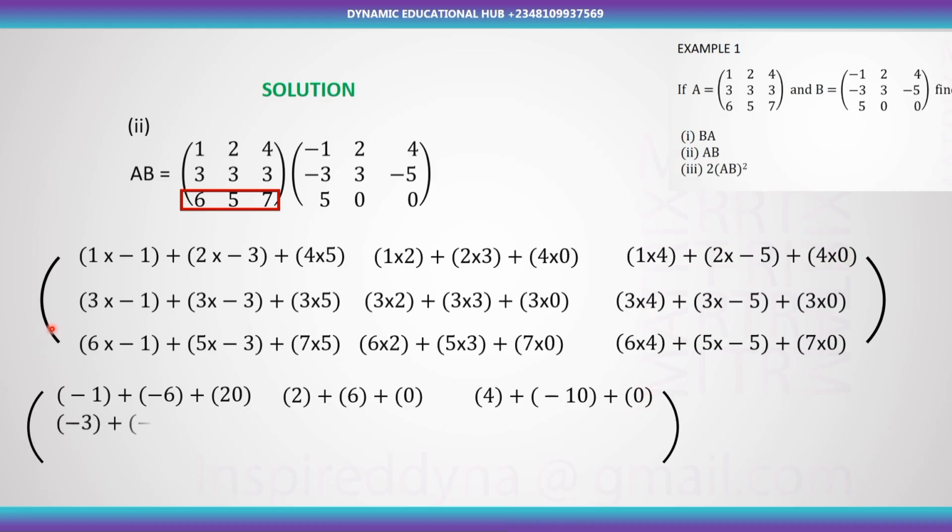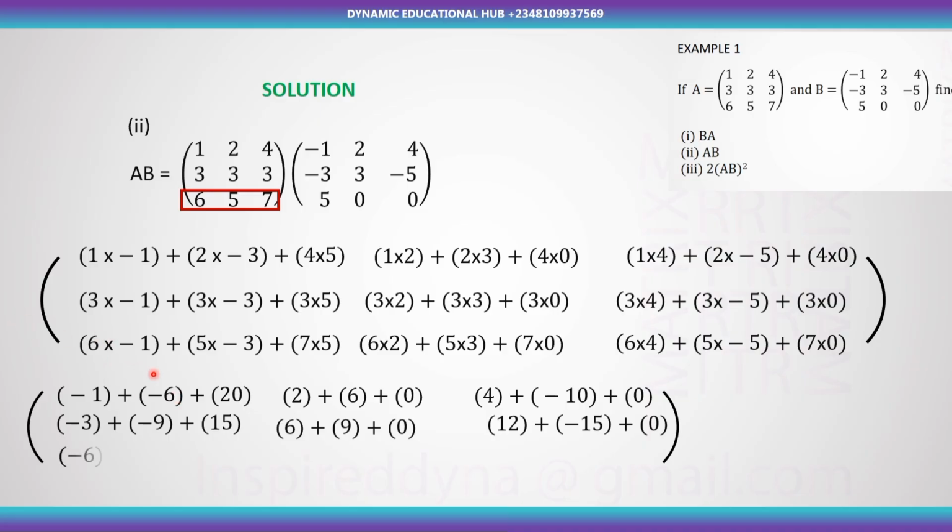Move to the next row, which is 3 times minus 1, that gives us minus 3. 3 times minus 3, that gives us minus 9. 3 times 5, that gives us 15. Move to this one, which is 3 multiplied by 2, that gives us 6. 3 times 3, that gives us 9. 3 times 0, that gives us 0. And to this one, 3 times 4, we have 12. 3 times minus 5, we have minus 15. 3 times 0, we have 0.